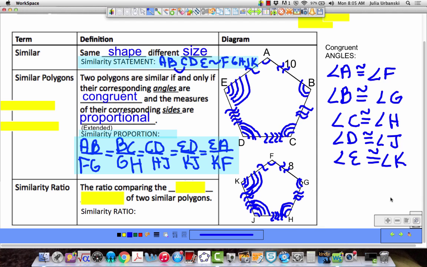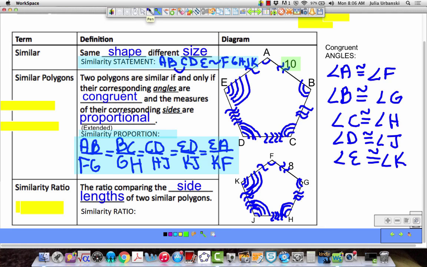And the last thing you need to be able to do is write the ratio, the similarity ratio that compares the side lengths. Okay, that's the thing. There's got to be a consistent ratio from one to the other. So what you do is you look for two numbers that you know something about, two sides that you know something about. This 10 right here.